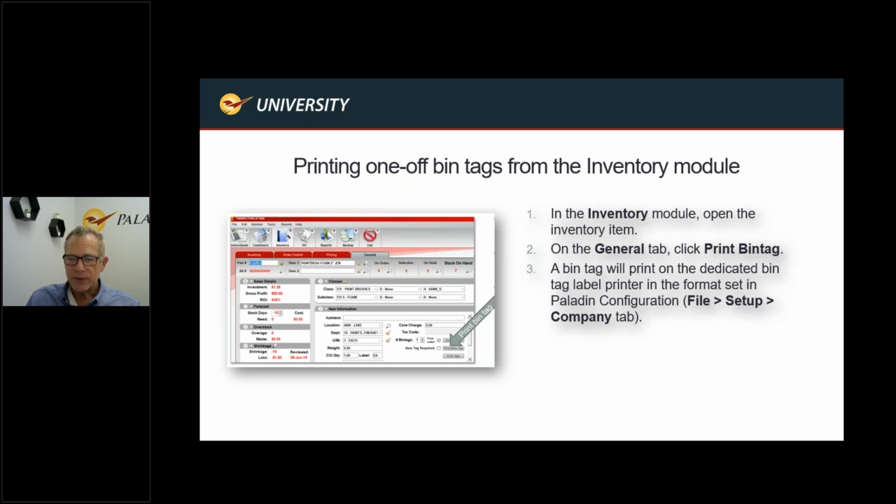And this is a very easy way to make a price change and click print bin tag, and now you get a bin tag. You just peel it off the dedicated label printer, go and put it on the shelf. Now, it determines which type of label is being printed based on what you have in the file setup company tab, where we talked about first setting up your bin tags. This is where it gets that information.